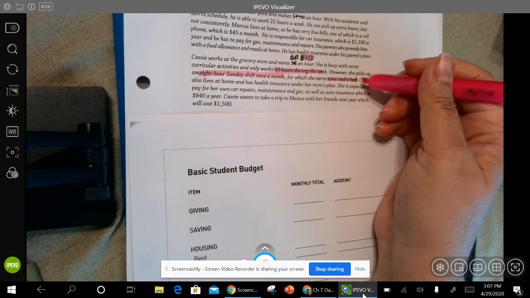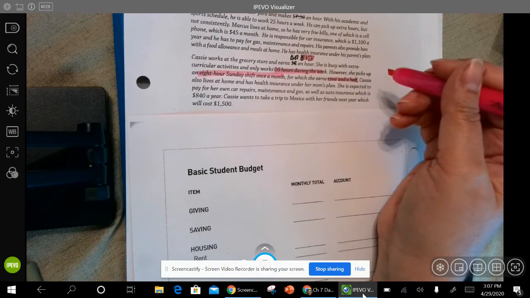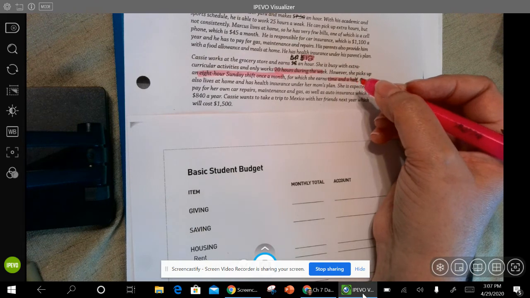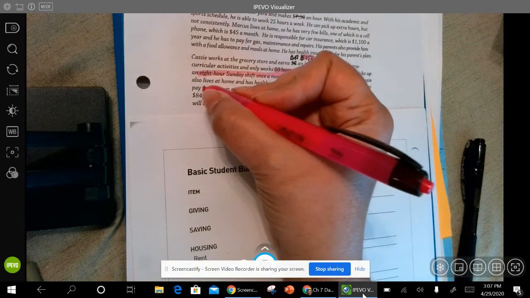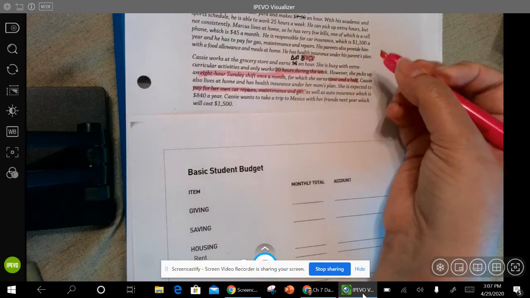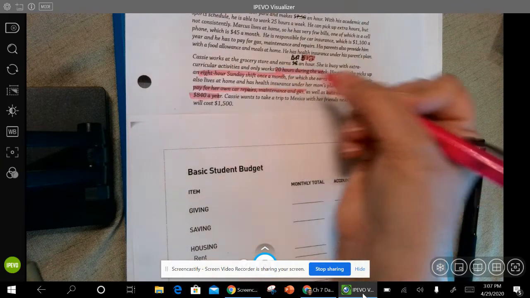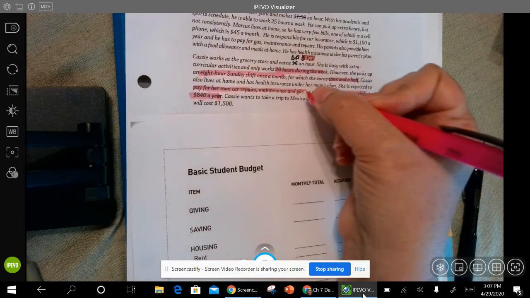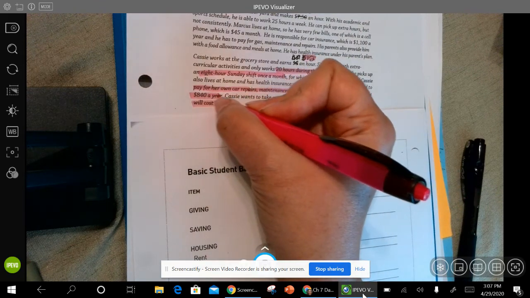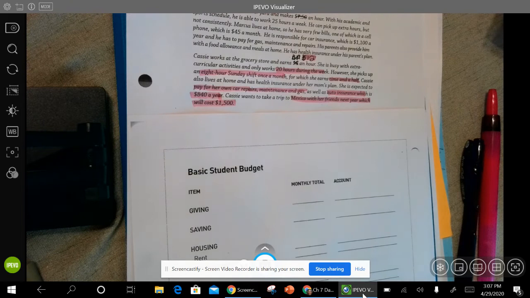Oftentimes if you work at night or on weekends, you'll get time and a half sometimes. She also lives at home and has health insurance under her mom's plan. She's expected to pay for her own car repairs, maintenance and gas, as well as her auto insurance, which is $840 a year. Casey wants to take a trip to Mexico with her friends, which will cost her $1,500.